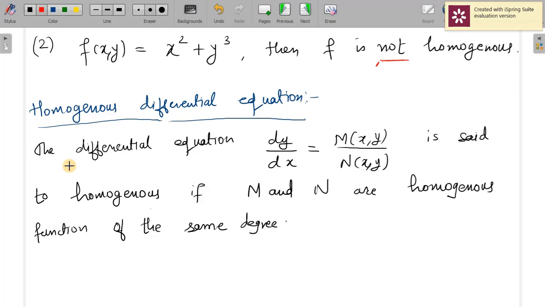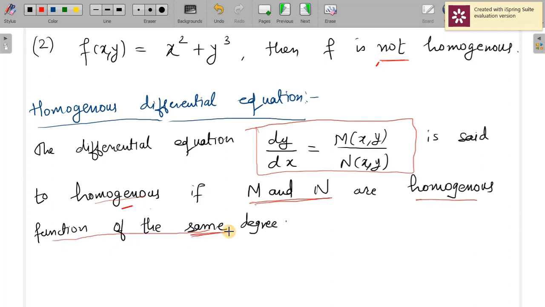So over here, let us see when do we call a first order differential equation a homogeneous equation. The differential equation of this type, dy by dx is equal to M of x comma y over N of x comma y, where M and N are some functions of x and y. So if you have a differential equation of this form, it is said to be homogeneous if M and N are homogeneous functions of the same degree.